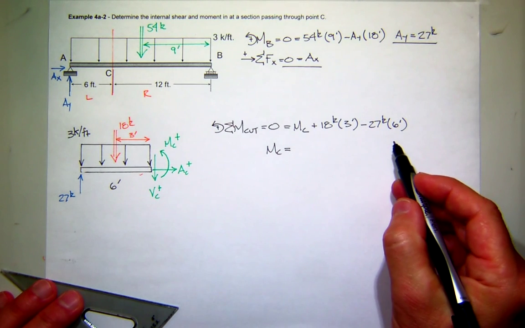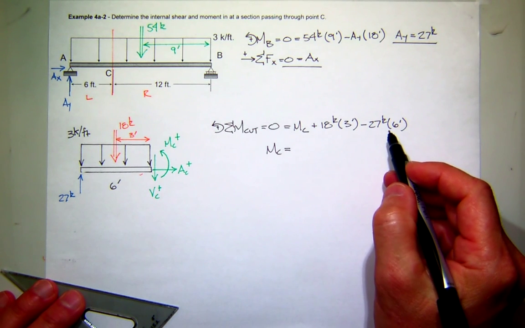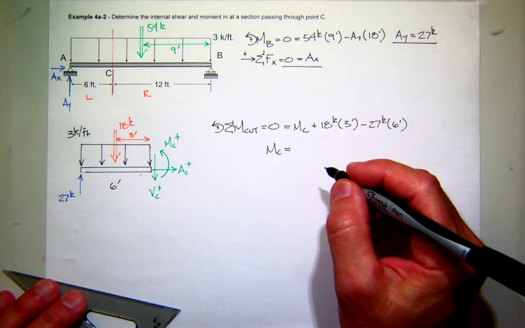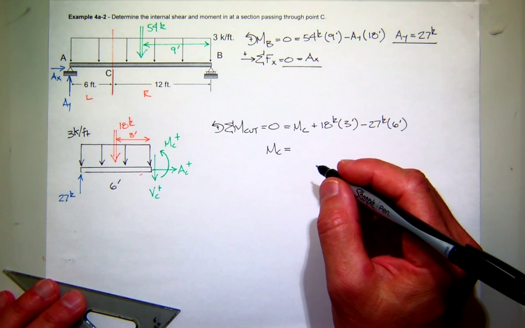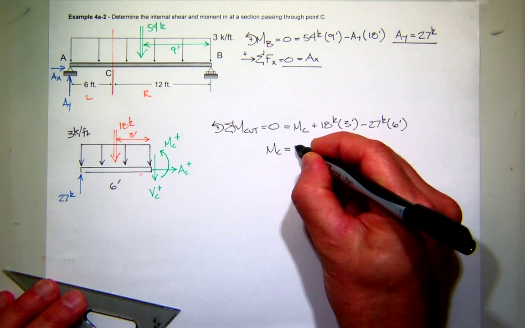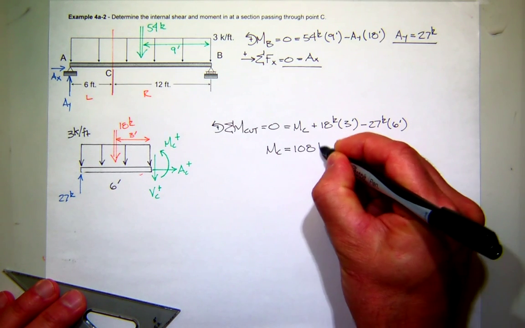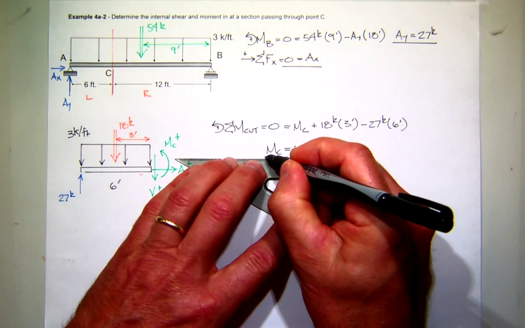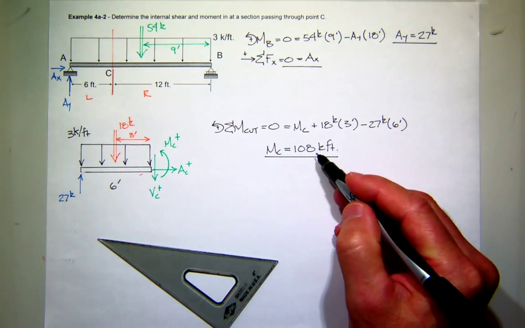I don't know what that is off the top of my head. Somebody calculate that real quick. 108. 108? Anybody else get 108? Yep. And that will be kip feet. So it says I have a positive bending moment.